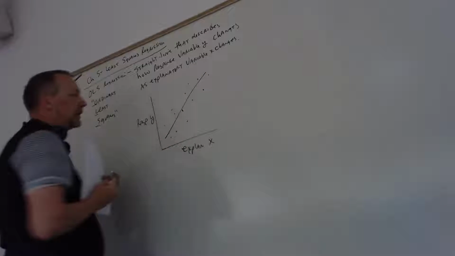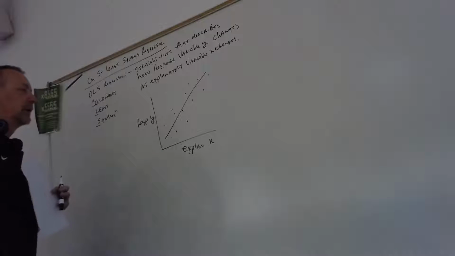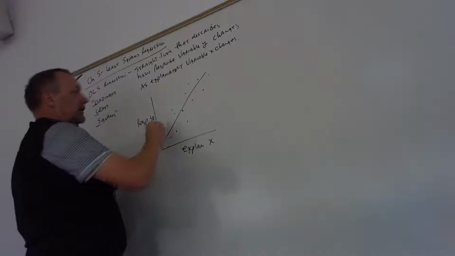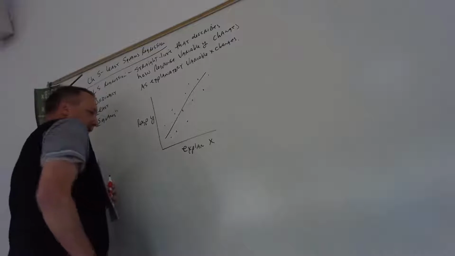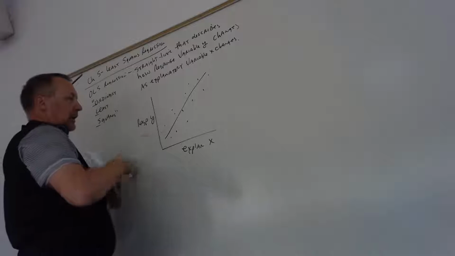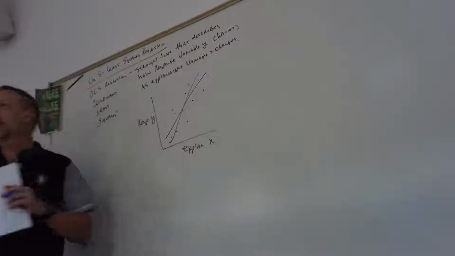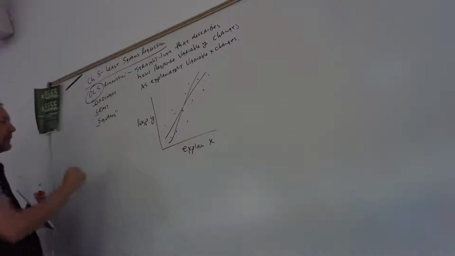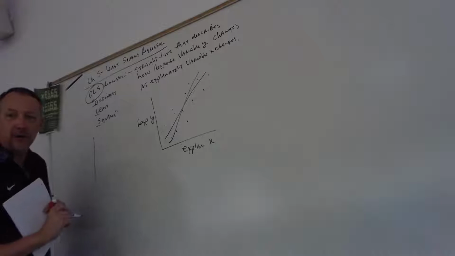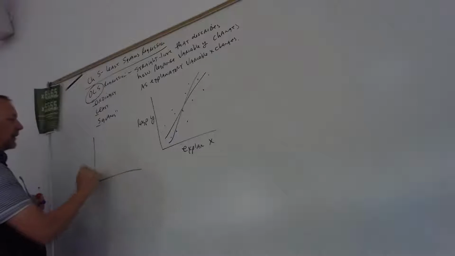Now, there's a lot of different lines. I could draw this line. I could draw this line. I could draw this line here, right? Which line is the best line? Okay? So when we use ordinary least squares regression, maybe I'll redraw this here. You can still see it here, okay?